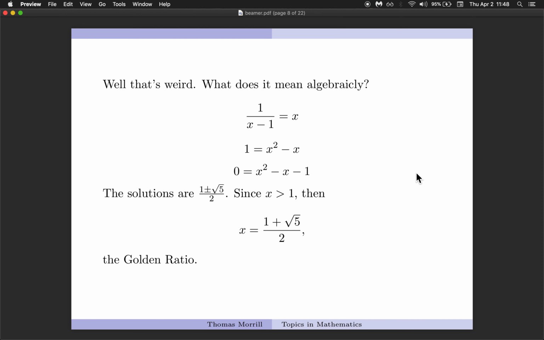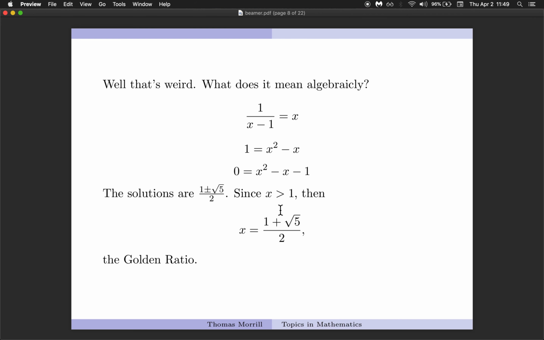So I will multiply through to clear that denominator, move everything over to one side, and I've got the polynomial equation 0 equals x squared minus x minus 1. Cool, it's a quadratic. I know how to solve those. I use my good old quadratic formula. Negative b plus or minus the square root of b squared minus 4ac, divided by 2a. Plug that all in and I get 1 plus or minus the square root of 5 on 2.